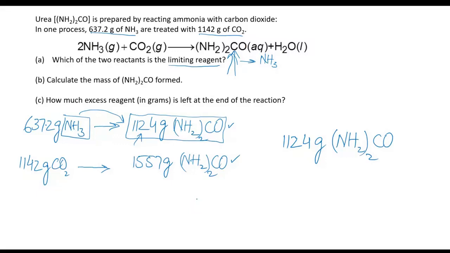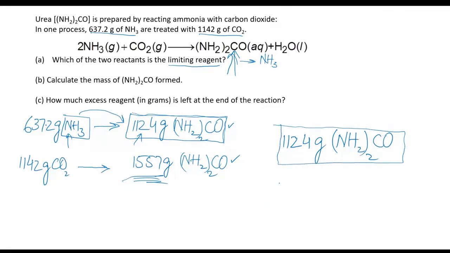No, you cannot. If you have finished one thing, you cannot make another thing more extra. No, because we have finished ammonia. If you have finished ammonia, it means the reaction will stop after the production of this urea. It will stop here. It will not prepare this amount of urea. Because we have finished ammonia, the actual amount of urea is 1124 gram.